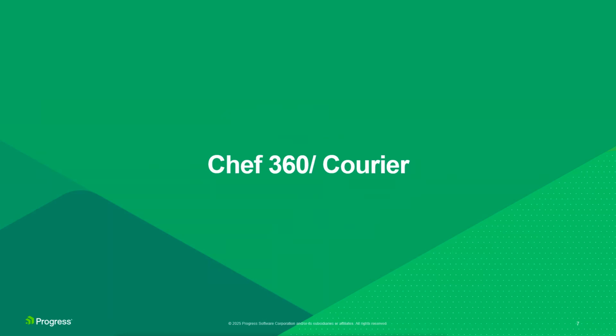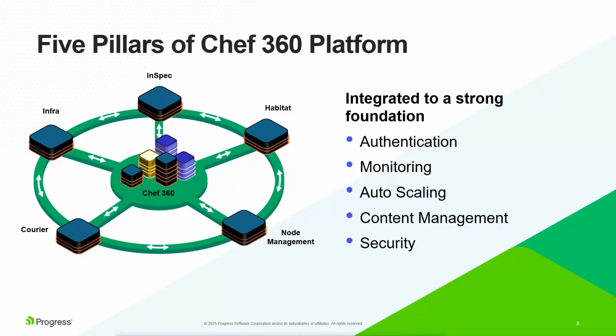So, moving on to Chef 360 and Courier and what this brings, which is really another layer to infrastructure management, all around orchestration. Now, the Chef 360 platform is just that, a platform. It's a foundation, and it will continue to be the foundation for all things Chef. At the center is this core functionality: user management and authentication, monitoring, scaling, security, and then these 5 pillars around it.